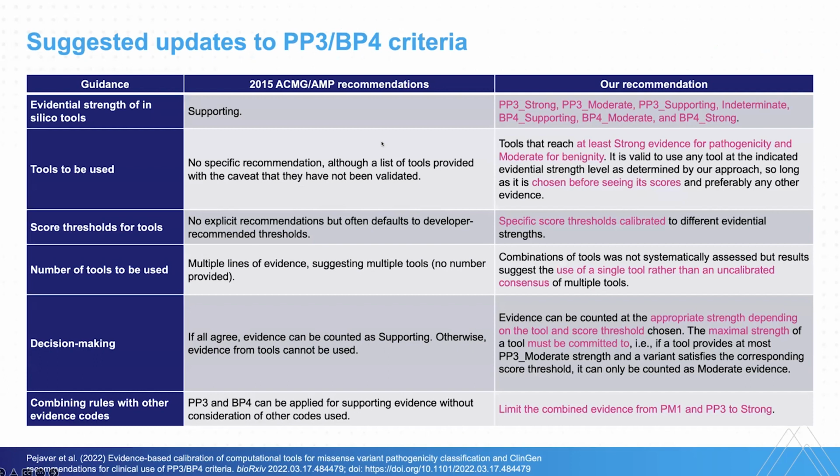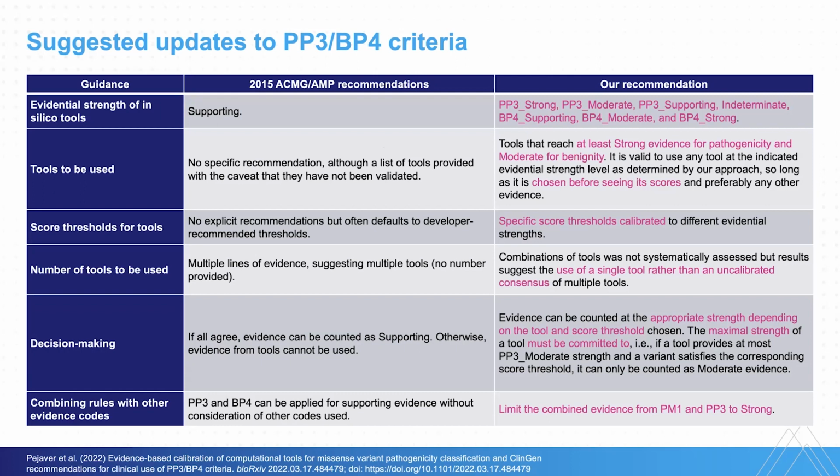Based on our findings, we presented some updates to the 2015 ACMG AMP guidelines, specifically the PP3, PP4 criteria. We claim that methods can be used beyond supporting. The computational predictors can provide moderate and strong evidence for both pathogenicity and benignity.